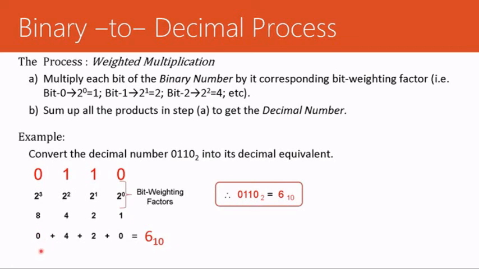And we are going to sum up all the products, that is 0 plus 4 plus 2 plus 0, and that will be equal to 6. Therefore, we can say that 0, 1, 1, 0 base 2 is equal to 6 base 10.